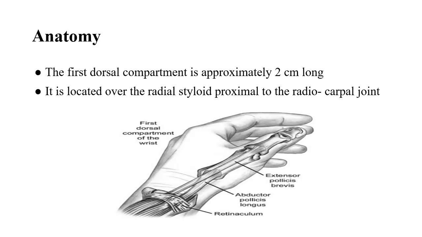So, the first dorsal compartment is approximately 2 cm long and is located over the radial styloid, proximal to the radiocarpal joint. Okay.